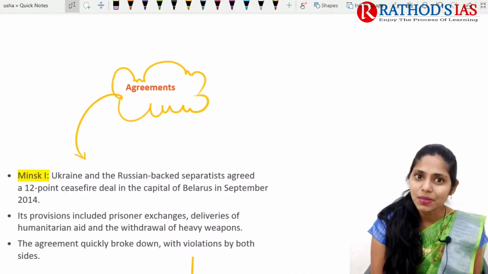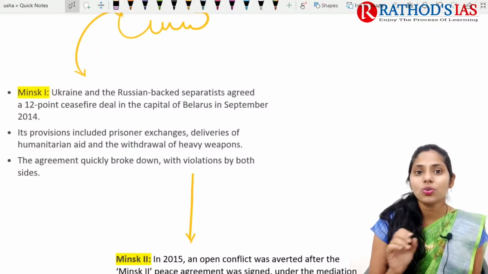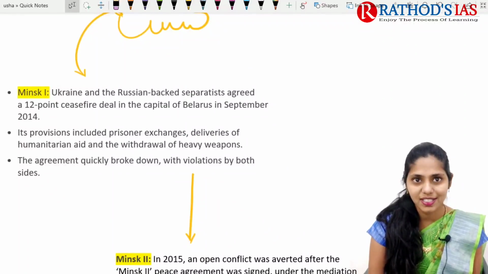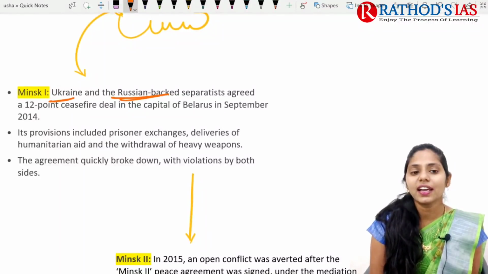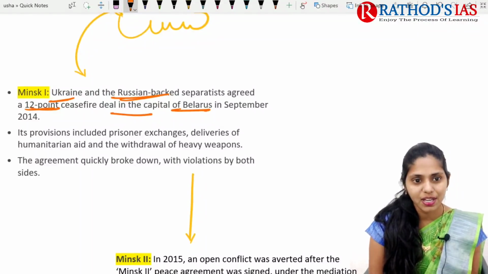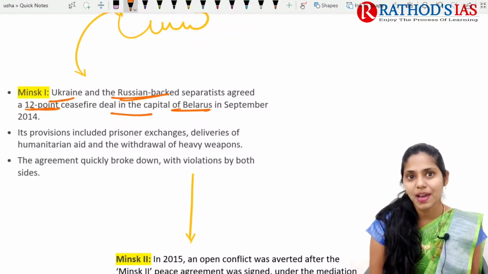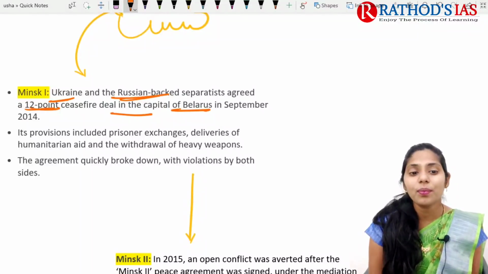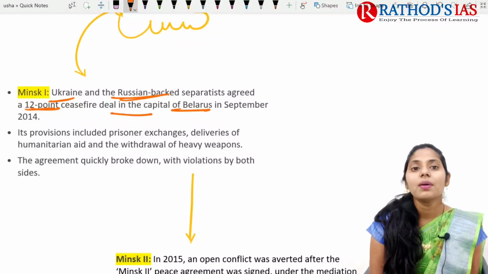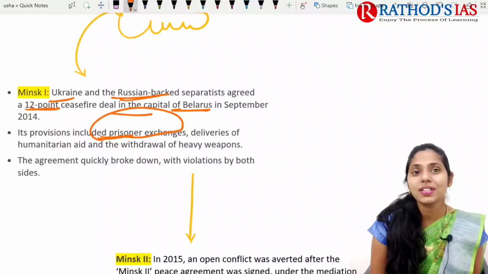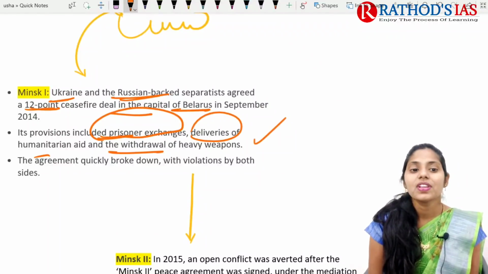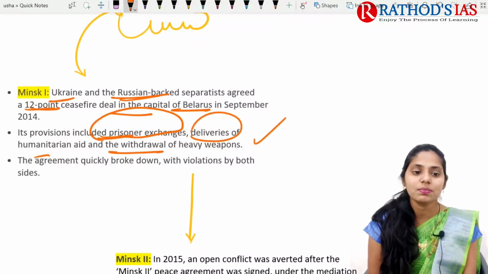The first agreement, Minsk 1, is mainly between Ukraine and Russian-backed separatists. They agreed a 12-point ceasefire deal in the capital of Belarus in September 2014, and its provisions included prison exchanges, deliveries of humanitarian aid and withdrawal of heavy weapons as well. So these are some important highlights regarding Minsk 1.